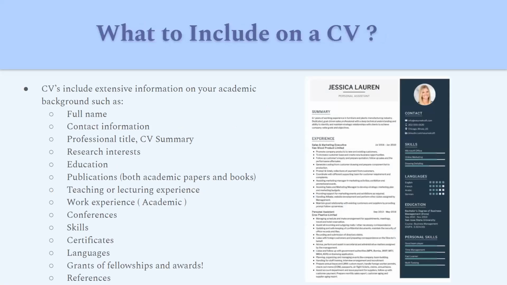So what do you include on a CV? Most of the contents you put on a CV are quite similar to a resume, for example, your full name and contact information. Over here on my right, I have an example of a CV, and you have the professional title. What are you doing at the moment? If you're an undergraduate researcher, you can put that on there, along with a small CV summary. What are your research interests? Where did you graduate from, or what school are you attending? You can put that under education.